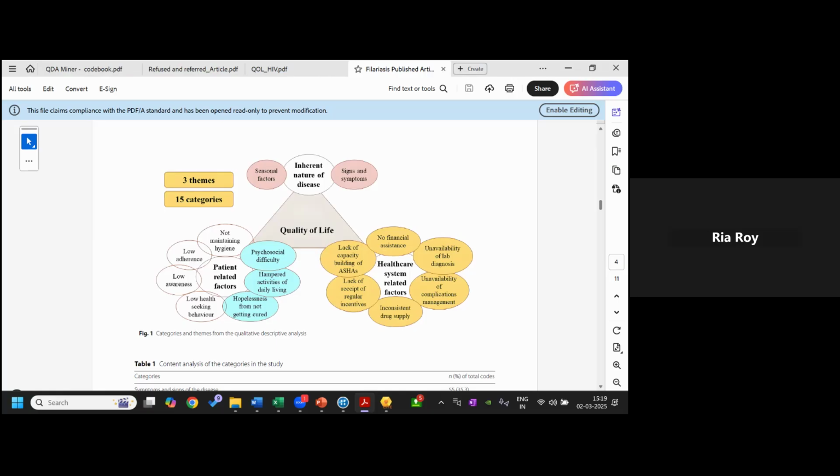I wanted to show this kind of triangulation because all these things are leading to the persistence, and maybe a problem, in lymphedema management in the community. That's why I represented it in the form of a triangle, and all the themes and categories are centered around quality of life, and that is my research question. So that is what I wanted to share, ma'am.